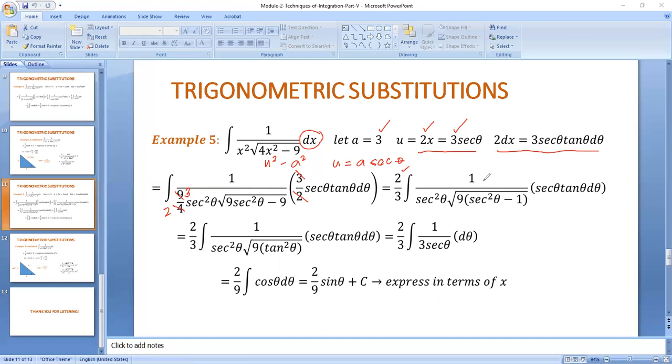The square root of, this is already 9 secant squared theta minus 9. You have 9 as something common. See, it's factored out in here and you write the quantity secant squared theta minus 9. Okay, you just factored out the 9. Then copy the secant theta, tangent theta, d theta in here.